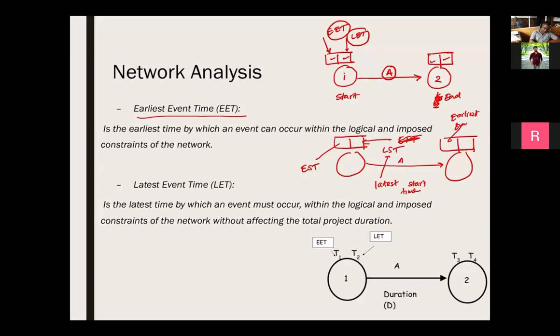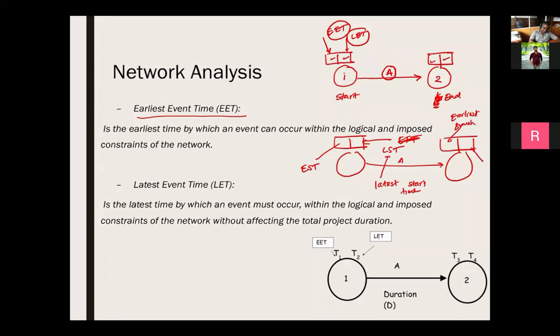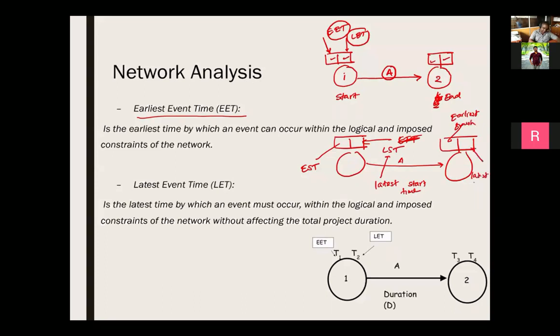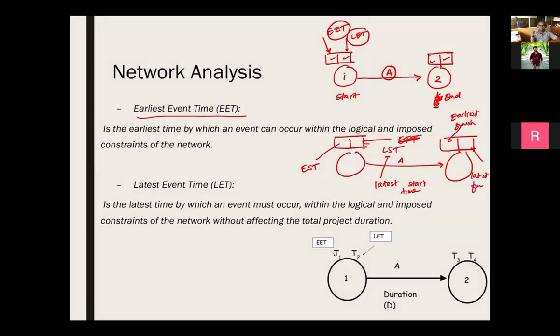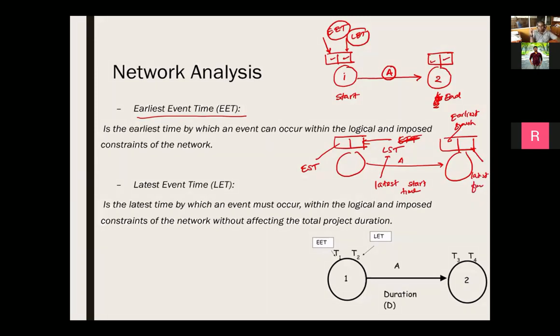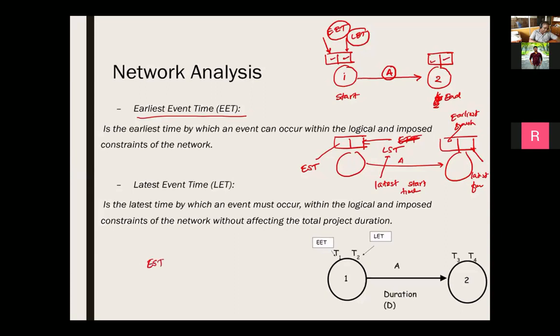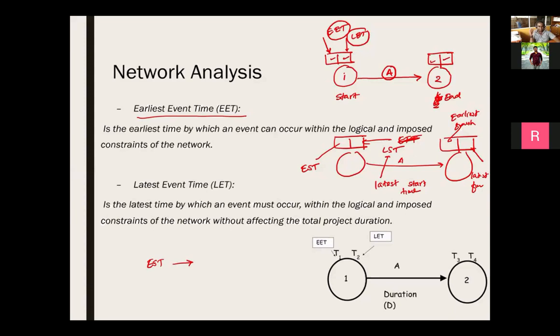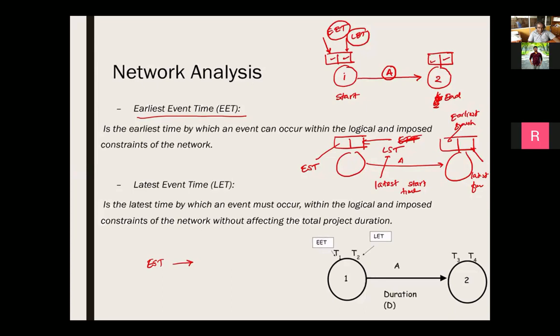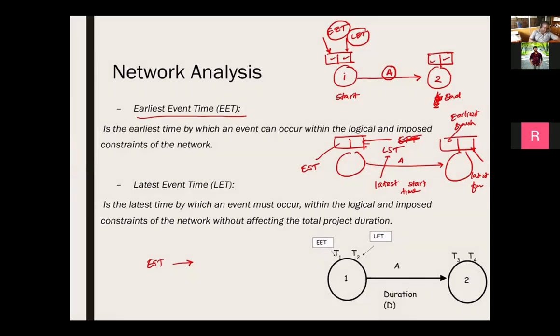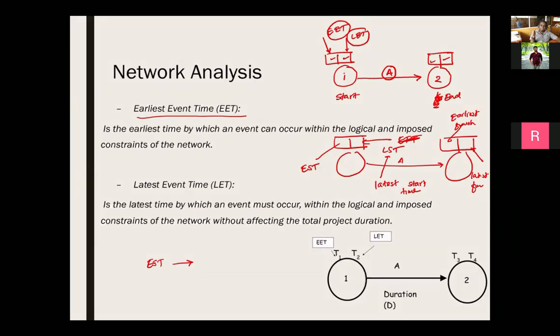This is the earliest finish time. This is the latest finish. So for each of these activities, we should be able to tell those 4 values. So what is the meaning of this? Earliest start time is, as the word itself implies, the earliest possible time that the activity can be started.